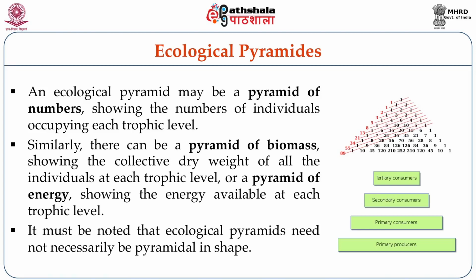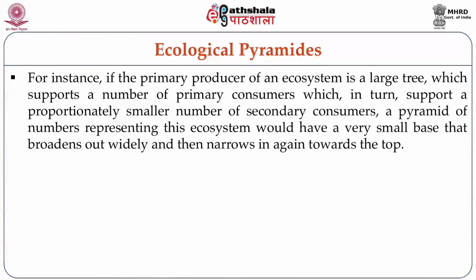It must be noted that ecological pyramids need not necessarily be pyramidal in shape. For example, if the primary producer of an ecosystem is a large tree which supports a number of primary consumers, which in turn support a proportionately smaller number of secondary consumers, a pyramid of numbers representing this ecosystem would have a very small base that broadens out widely and then narrows again towards the top.